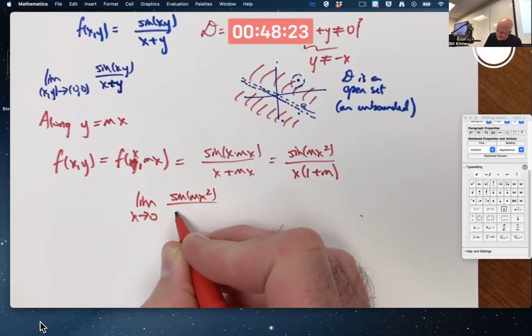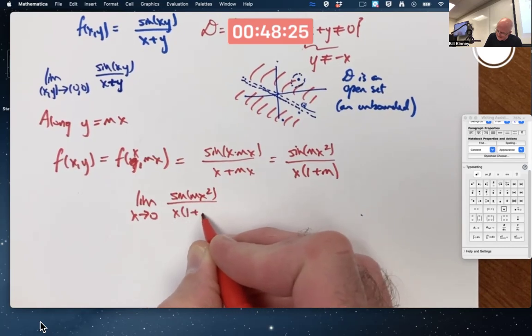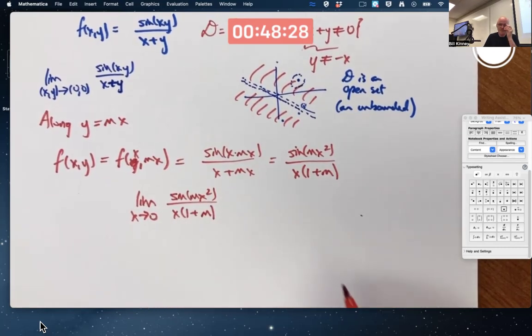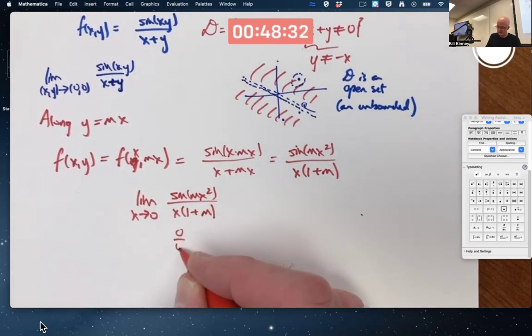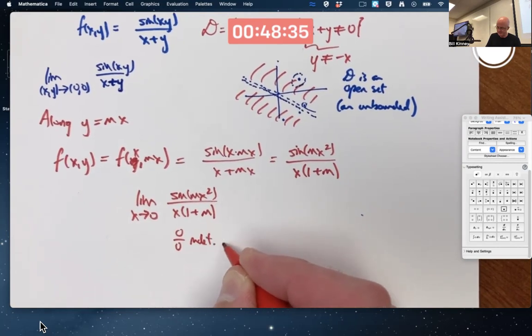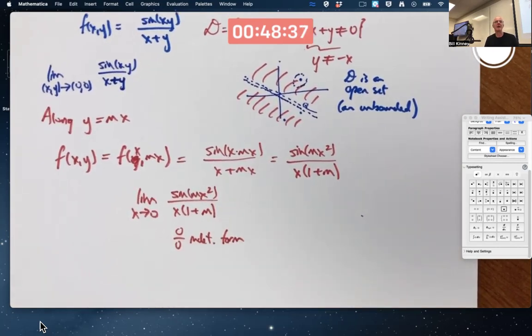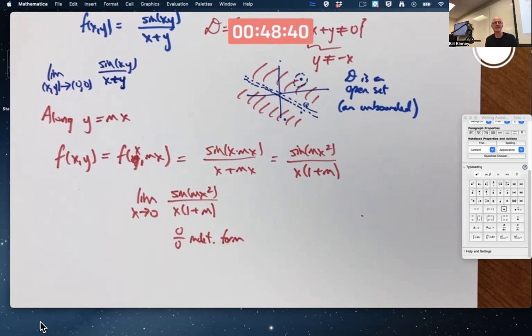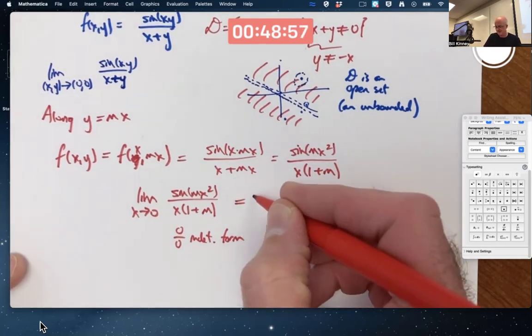Is it clear what this is? Does this limit exist? We could try L'Hopital's rule. It is a 0 over 0 indeterminate form. Right? Both the top and the bottom are approaching 0 as x does. Sine of 0 is 0. So we could try L'Hopital's rule. With L'Hopital's rule, it's always a little funny because you're never quite sure if it's going to work. L'Hopital's rule is always true, but it's not always helpful. Let's try it and see what happens.